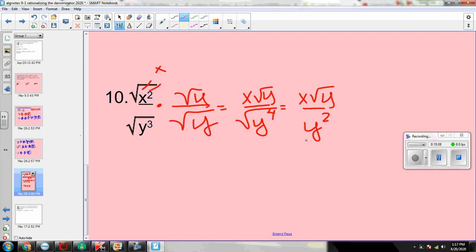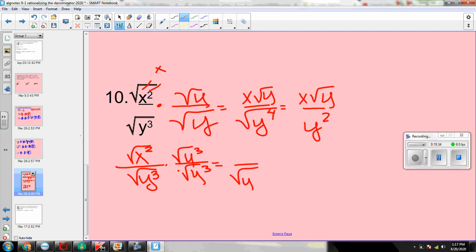Could I cancel a y? No, I can't, because this y is under a radical and the y to the second is not under a radical. Now, there was another way you could do this problem. Some people might do it this way. They might look at it and say, well, I'm just going to multiply by radical y to the third, because that would give me radical y to the sixth, and the square root of y to the sixth is y to the third.